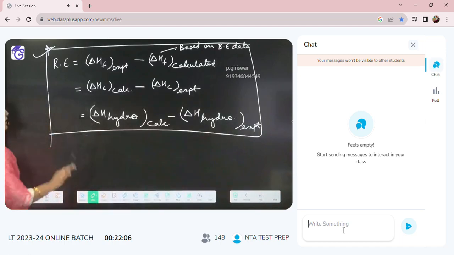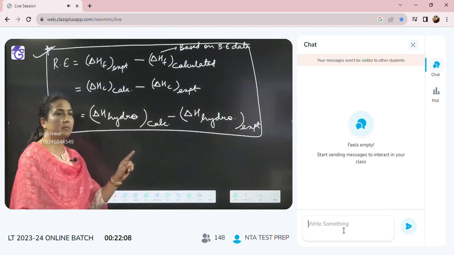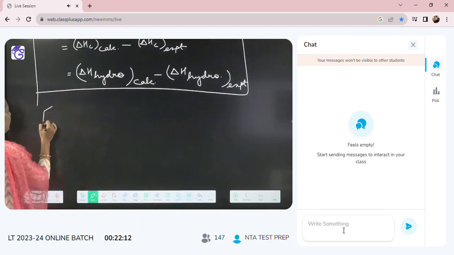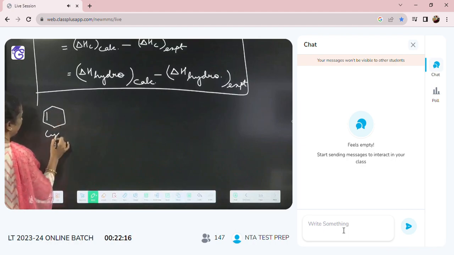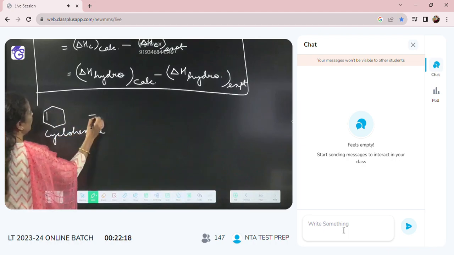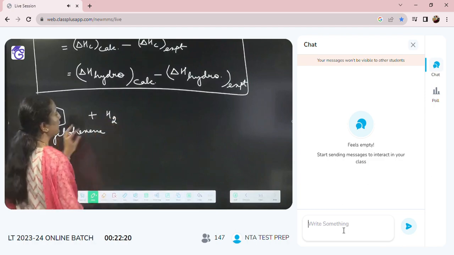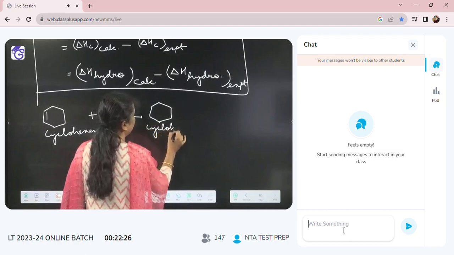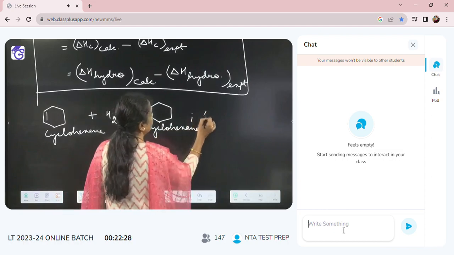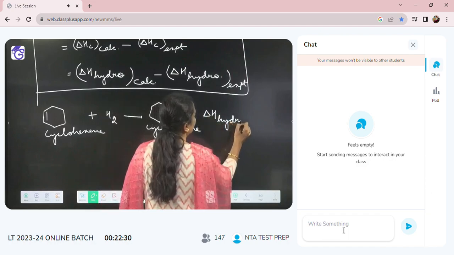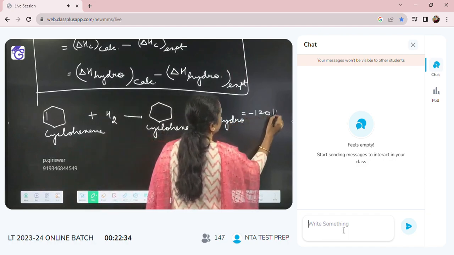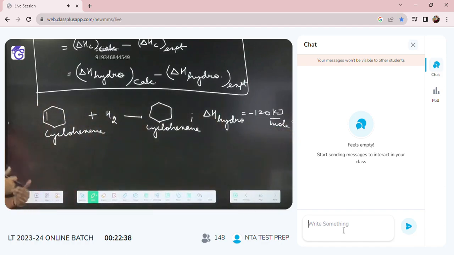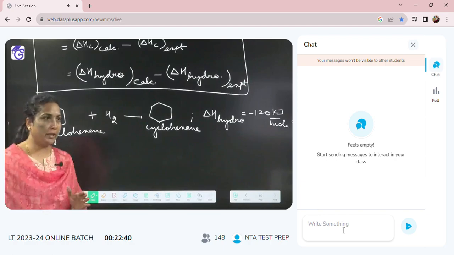Then we will try to understand the resonance energy concept based upon the enthalpy of hydrogenation. Let us say I have cyclohexene, and in cyclohexene we have one pi bond. So for its hydrogenation, I require 1 mole of hydrogen, and you will get cyclohexane. The delta H hydrogenation for cyclohexene is standard data, which is minus 120 kilojoule per mole. That means when cyclohexene undergoes hydrogenation, 120 kilojoule of heat is liberated, right?